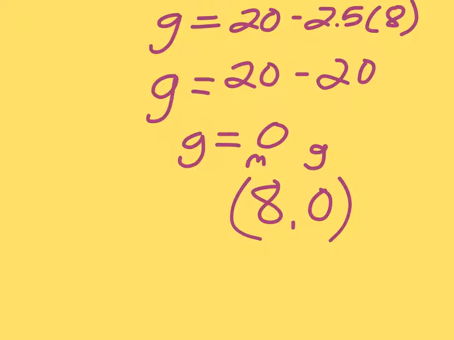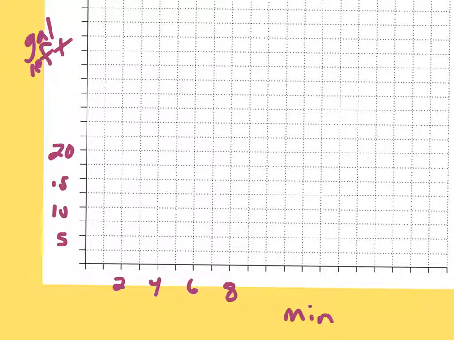So the last step that we need to do is to graph this. Alright, like I said, the last step is to graph this. And so let's graph the ordered pairs that we came up with. The first ordered pair that we had was 0:20, which means after 0 minutes, we still had 20 gallons left in the bathtub. After 2 minutes of draining, do you remember how many gallons we had left in the bathtub then? You should have had 15. So our ordered pair was 2:15.